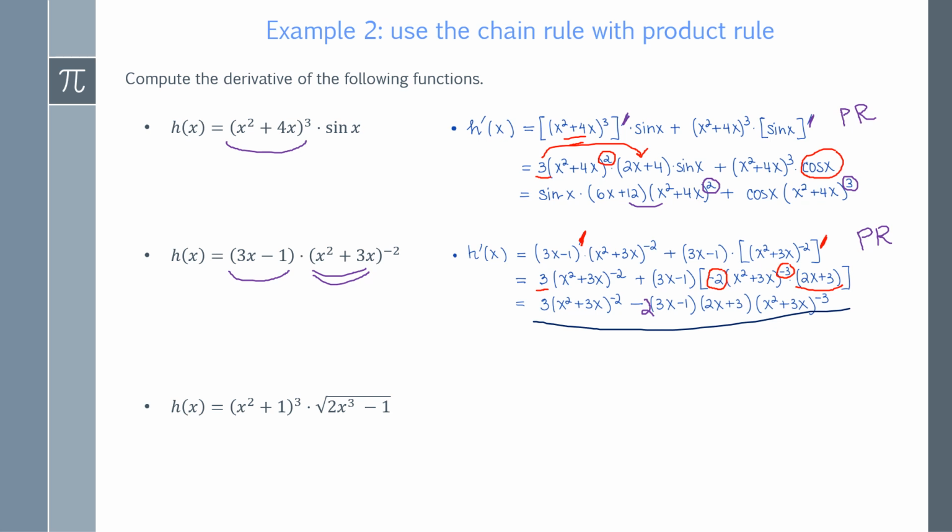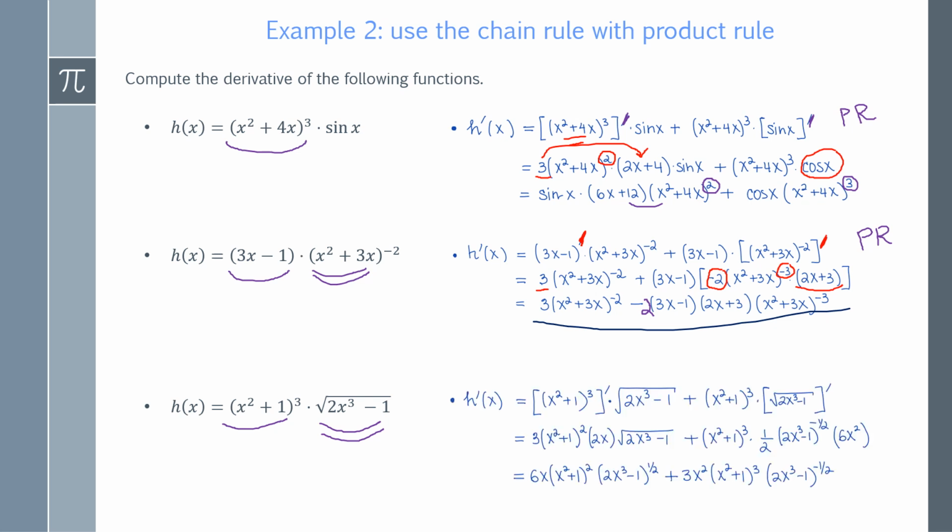Okay, let's take a look at the last one. This one is the product of two functions. And both of these functions are function compositions, right? The first one is the composition of cubic and quadratic. The second function is a composition of square root and then cubic. All right, so the principles will be the same. We will apply the same strategy, except this problem will be just a little bit more involved, a little bit more tedious. All right, let's see what we do here.